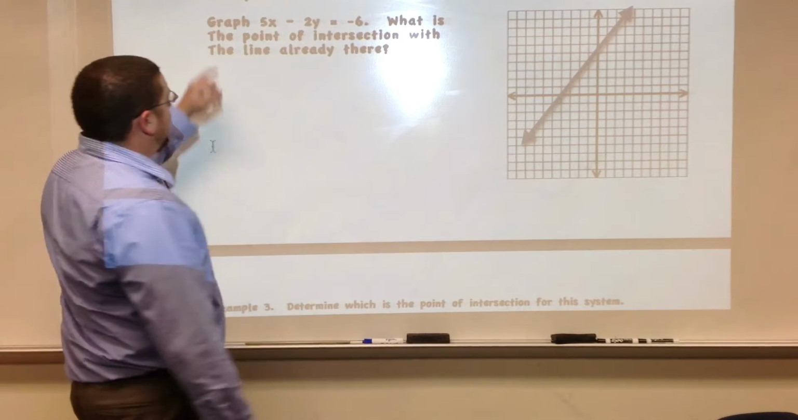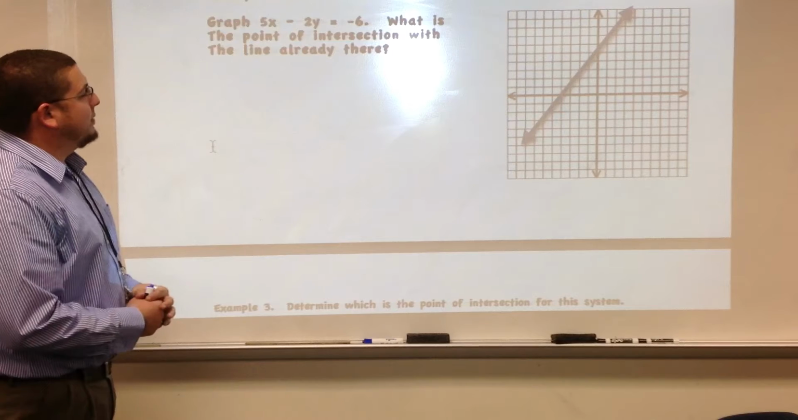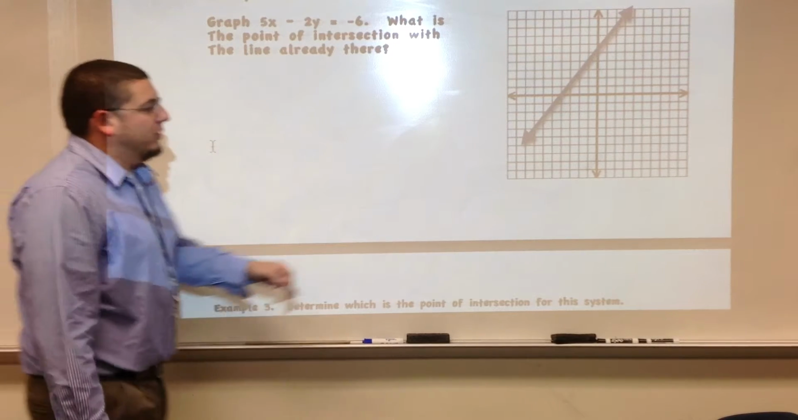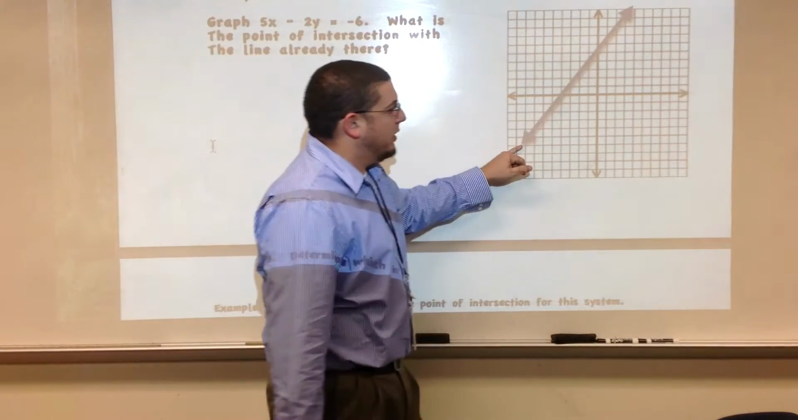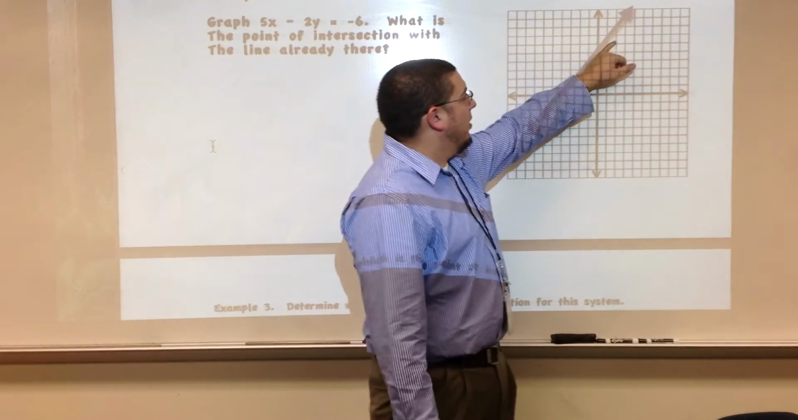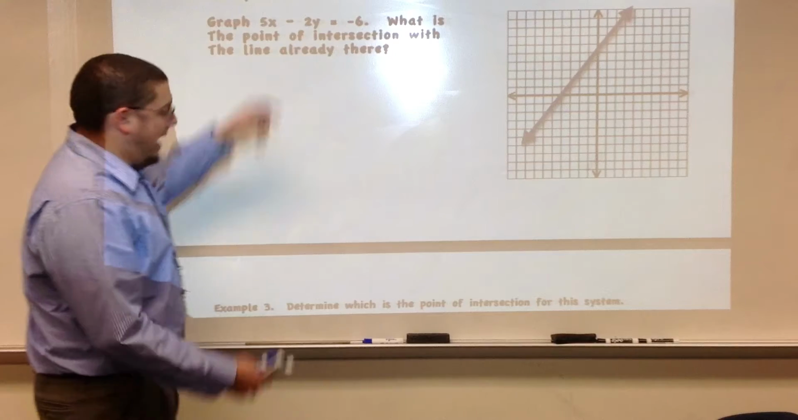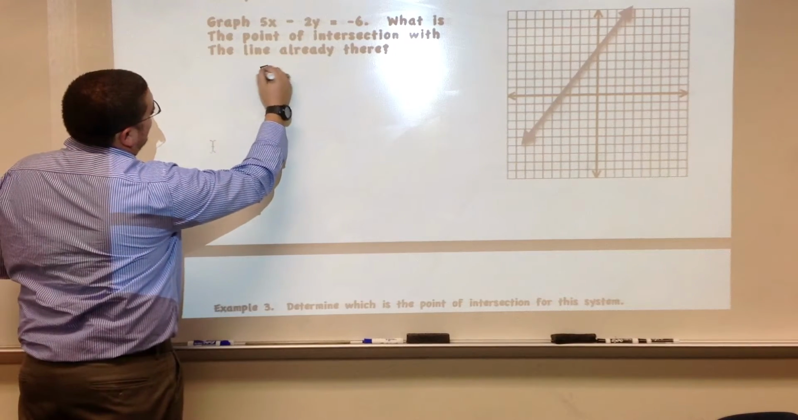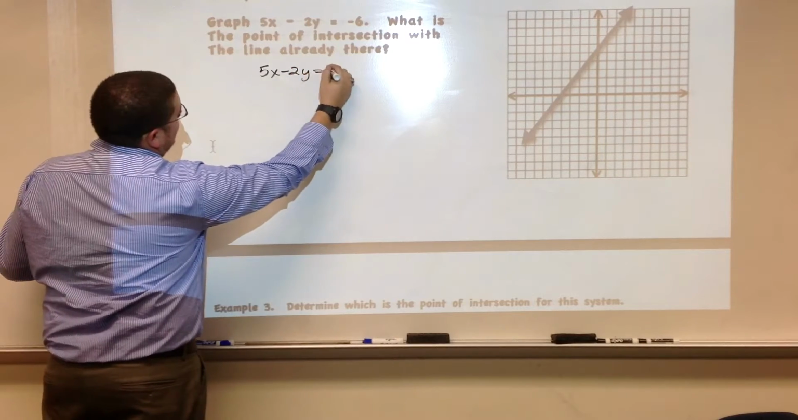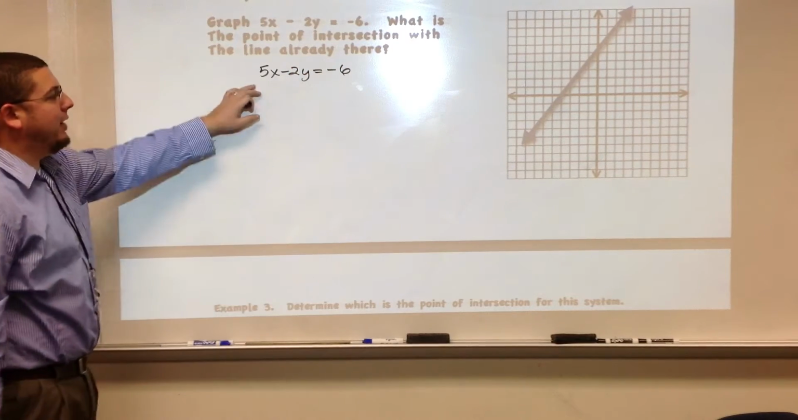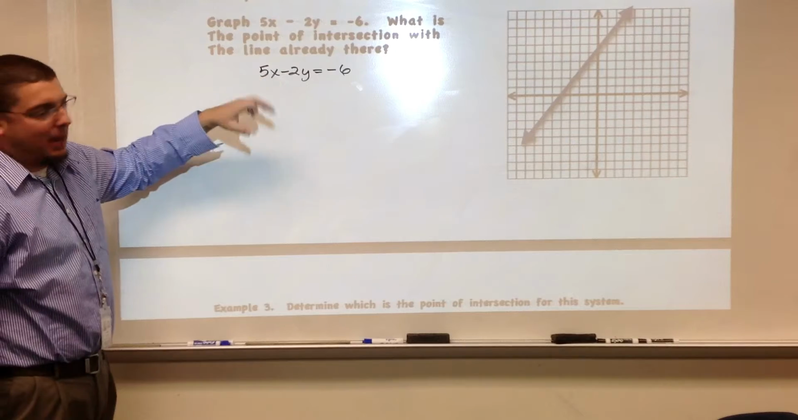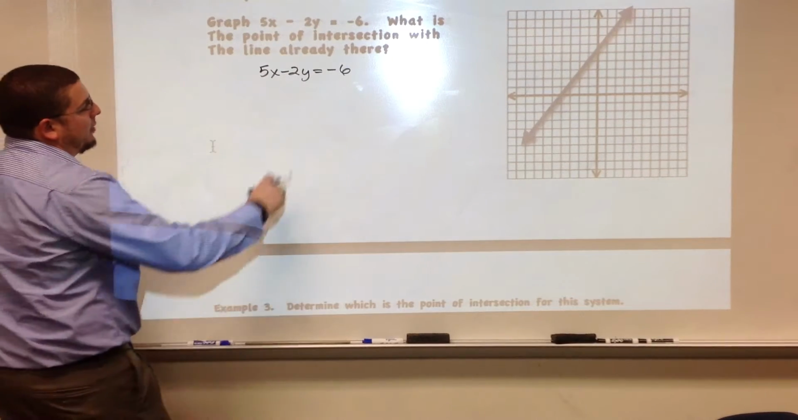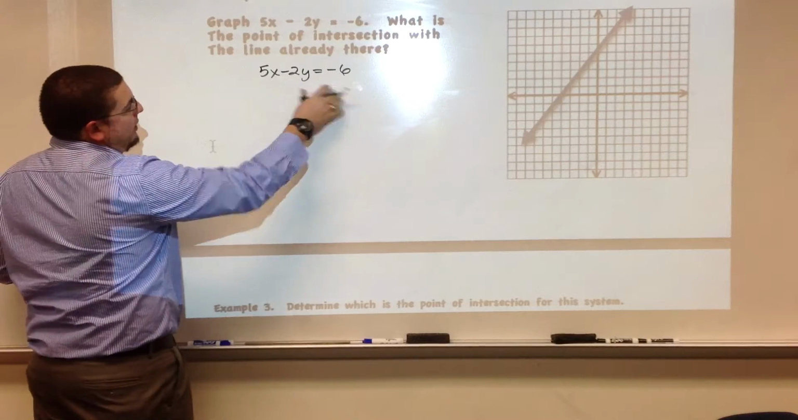Alright, so this example 2 has this graph 5x minus 2y equals negative 6. What is the point of intersection with the line already there? If you printed out the notes like you're supposed to, there's already a line on your notes. I need to graph 5x minus 2y equals negative 6. The problem is I can't graph it in standard form necessarily. You can, but we haven't talked about that. So I want to solve this for y so that I can graph in my y equals mx plus b form.